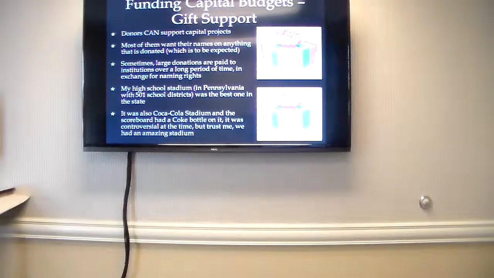So donors do support capital projects. Most of them do it because they want their names on the project and they want it to be their library, their building. You've seen this a ton. These large donations are paid for naming rights.